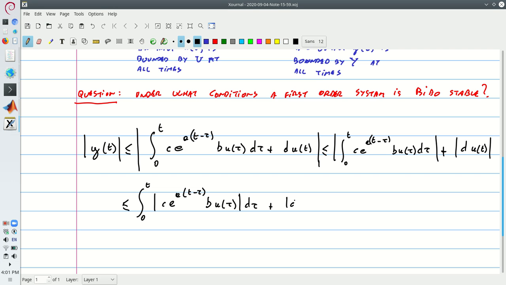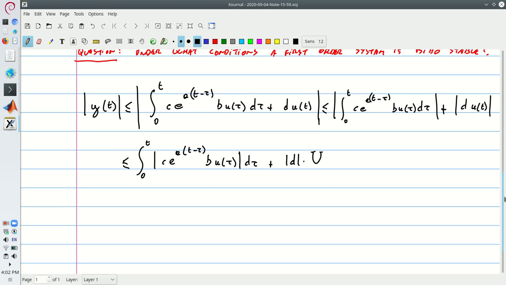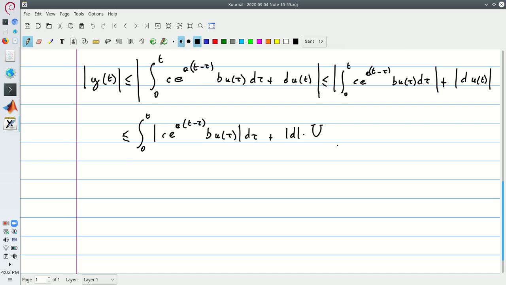We take the absolute value of d times u of t. Since in our definition we are always considering inputs that are bounded by some value, we take u of t and we use capital U to upper bound it. Okay, now we mostly have to work on the integral. That's the only thing that is giving us a bit of problems.